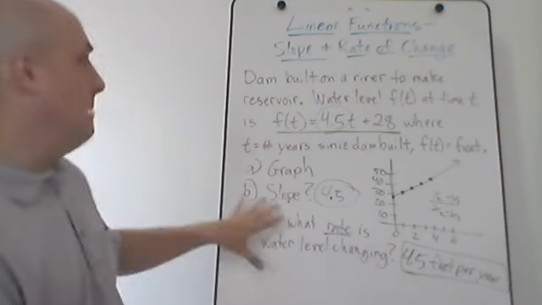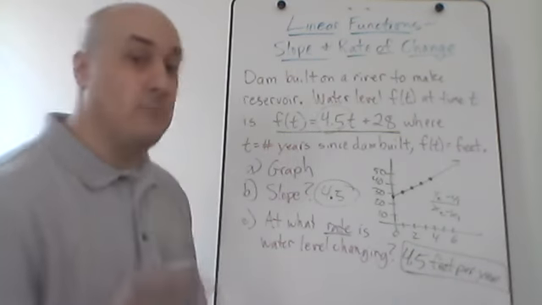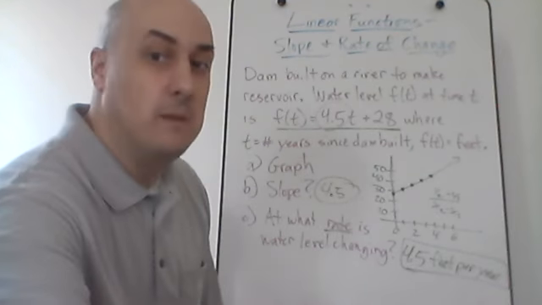All right, so that's one example here of dealing with slope and rate of change of a linear function. I'm going to pause the recording again, put up another example real quick, and we'll talk through that one as well.